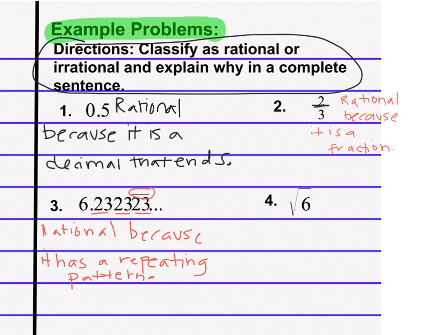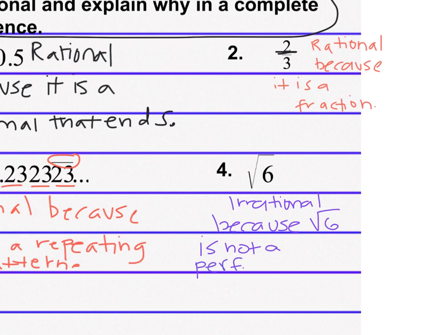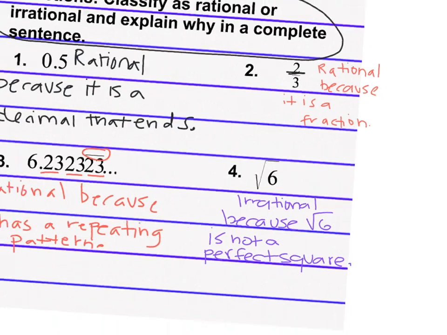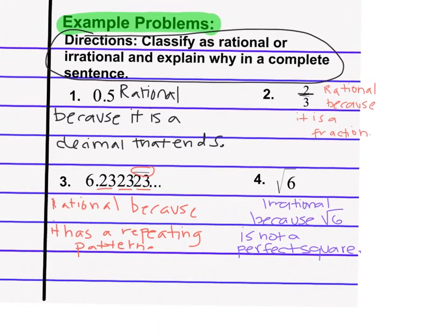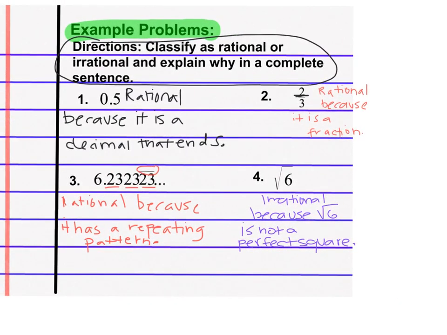All right, number 4, square root of 6. So again, we are not using a calculator. So I'm going to go look at my perfect square chart, square root of 6. So I'm going to say irrational because square root of 6 is not a perfect square. Okay, so I am going to pause. If you need to pause for a second and get any of these examples, feel free to do so.